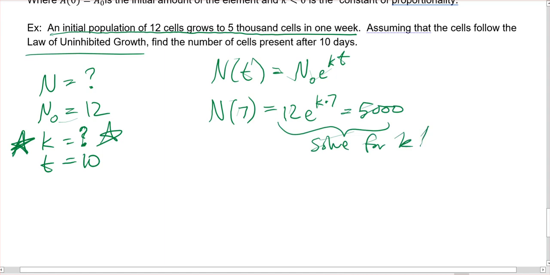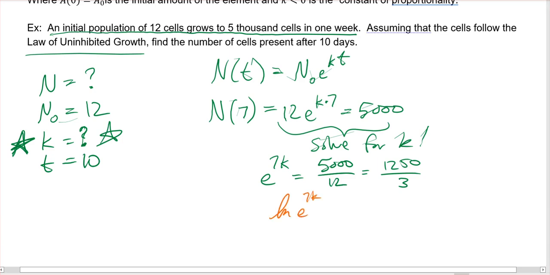Okay, so now I can take this and solve for k, in the same way that we've done these other ones. First we divide by 12. So e to the 7k is 5,000 divided by 12. And if we want to, we can simplify that, and we probably should. If I divide both by 4, we get 1250 over 3. Okay, now we can do our natural log business. These two things are equal, so the natural log of e to the 7k has to equal the natural log of the right-hand side.